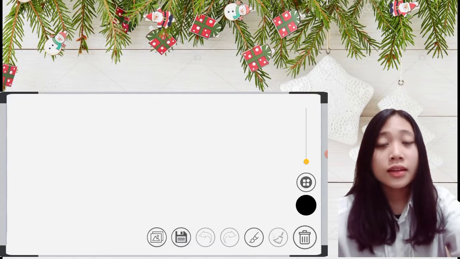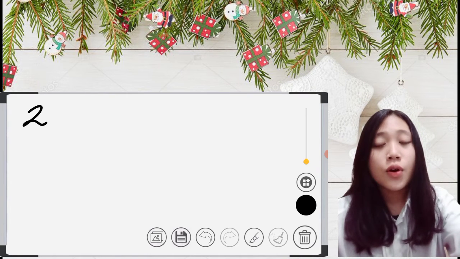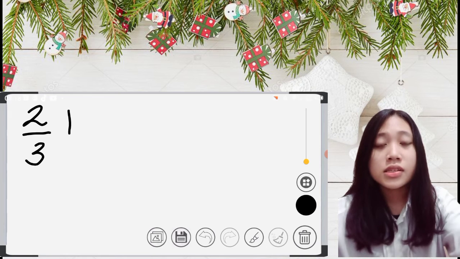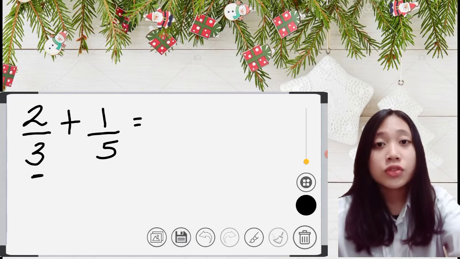Let's move on to the second question. 2 over 3 plus 1 over 5 equals. If we look at this question, the denominators in this fraction are different, namely 3 and 5. So, if the denominators are different, we must first make the denominators the same. To equalize the denominators, we can use an easy trick by way of cross multiplication.